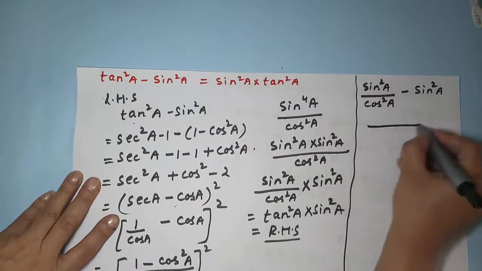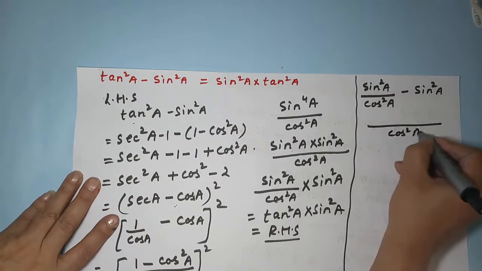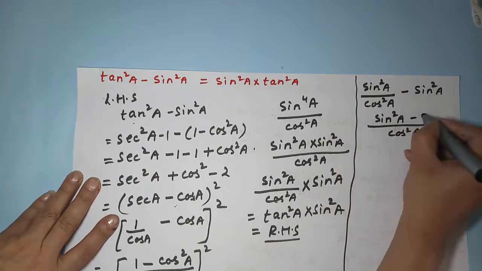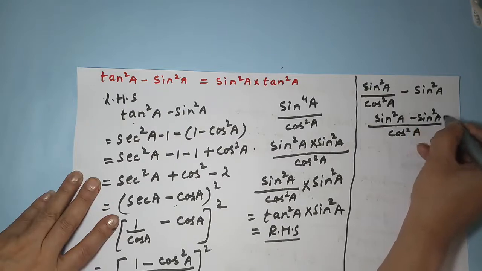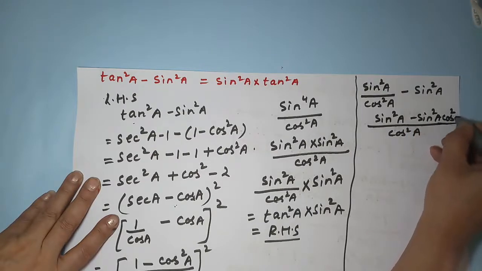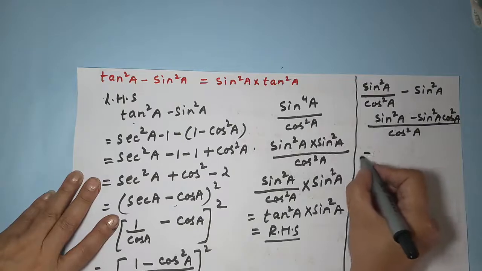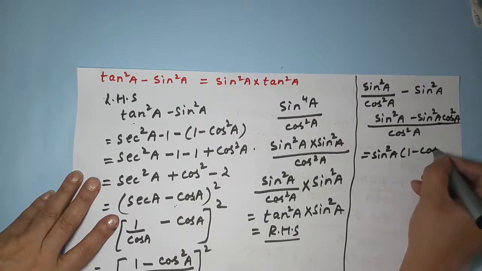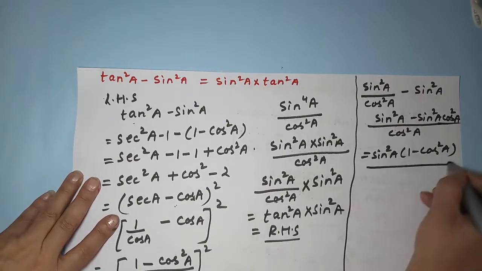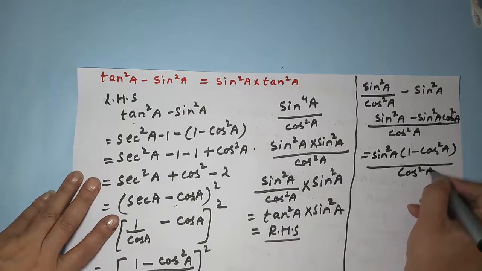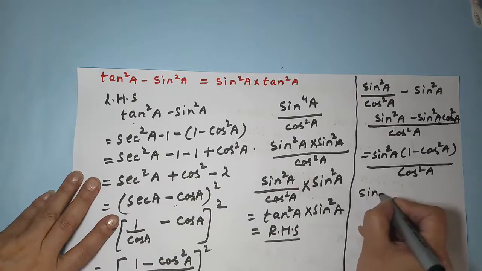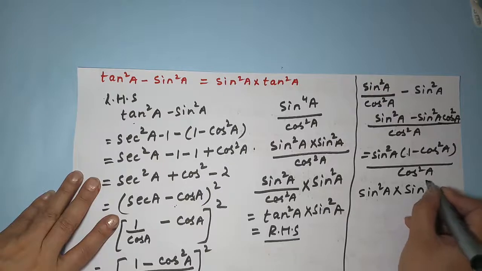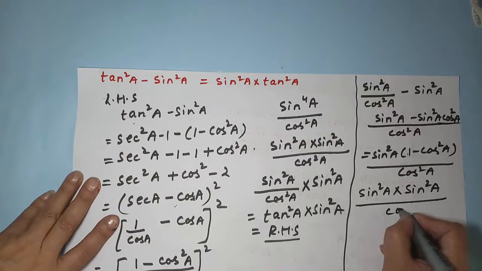Right? Now you can take cos square A as LCM. So what will you get here? Sine square A minus sine square A into cos square A. Now you can take sine square A as common. What will you get inside? 1 minus cos square A. And then cos square A you have in the denominator. So sine square A, 1 minus cos square A is sine square A upon cos square A.